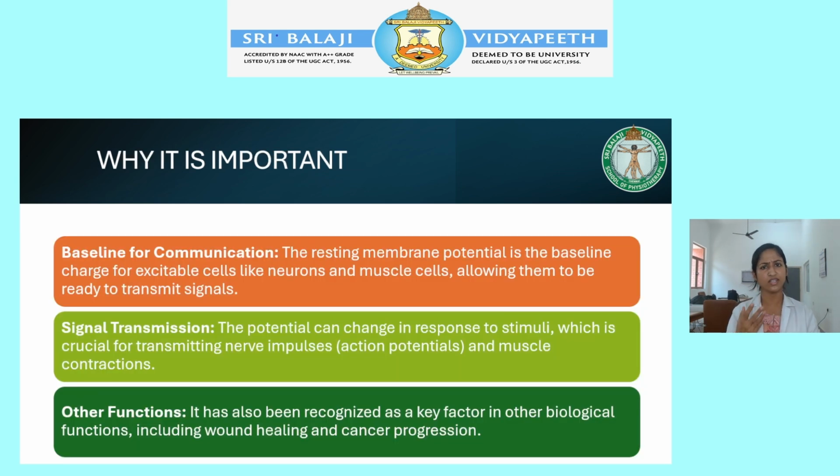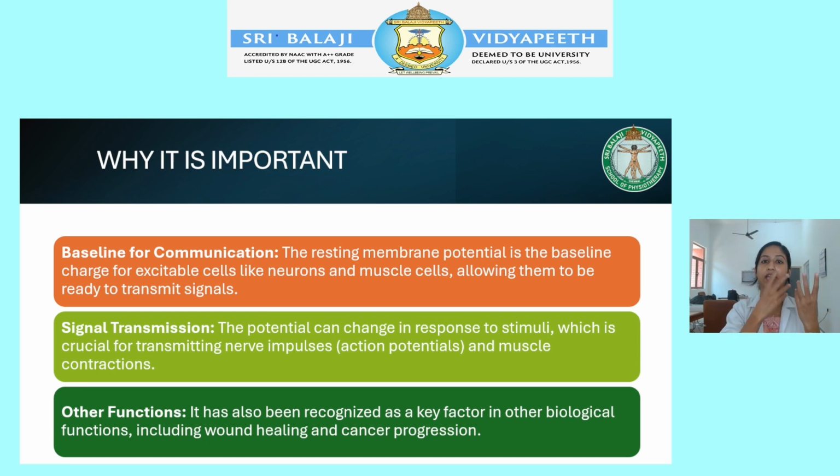And then, why is this resting membrane potential very important? It is very important for communication, signal transmission and other functions. The baseline for the communication is that it is going to communicate with the nerves and muscle to get ready for transmitting the signals. What are the things it is going to transmit? Nerve impulses and muscular contraction.